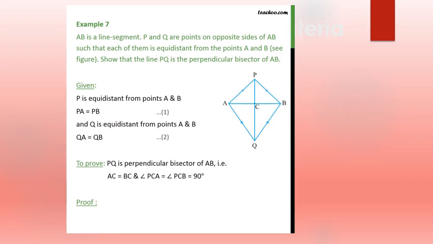So I have taken one very important example of NCERT, example 7. Let's see what the question is about. The question is, AB is a line segment. P and Q are points on opposite sides of AB such that they are equidistant from A and B. We have to show that PQ is perpendicular bisector of AB.